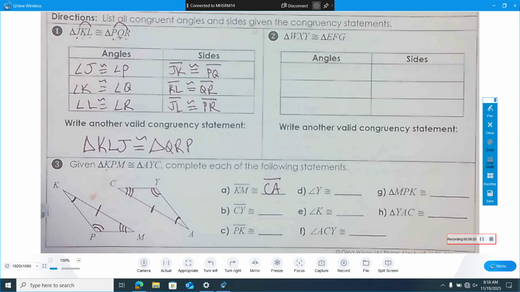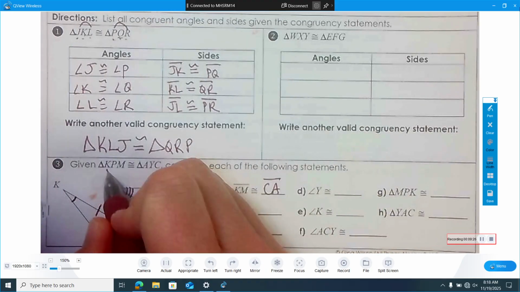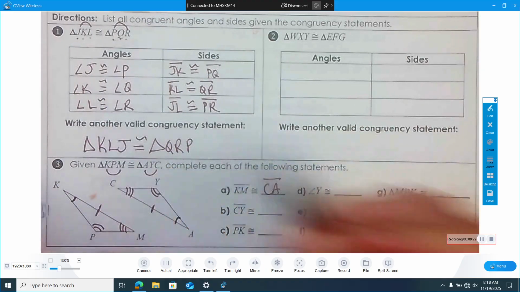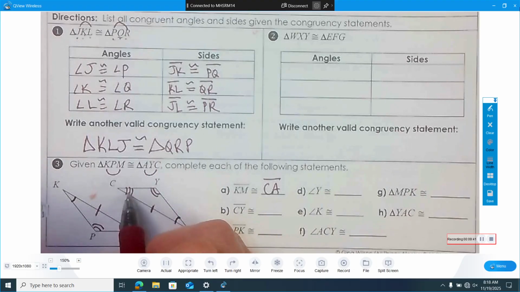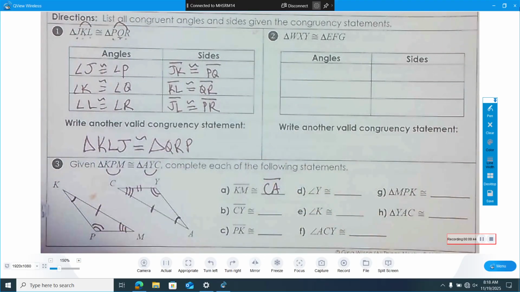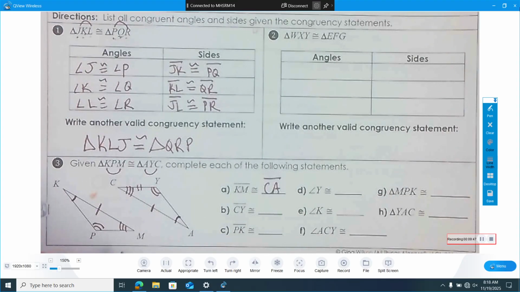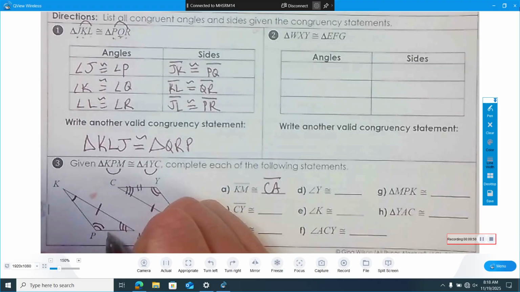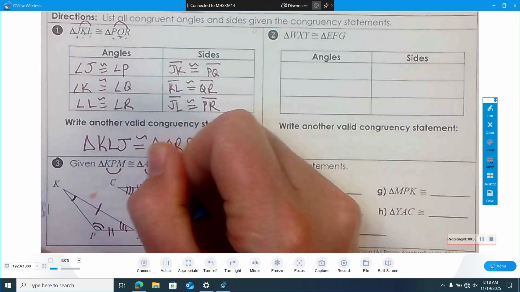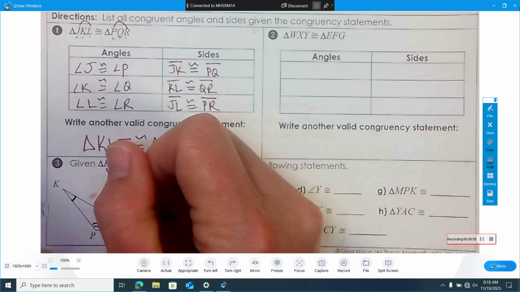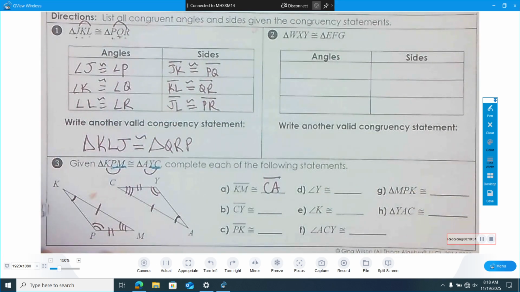So segment CA. Actually we could also say KM goes with AC or CA. The order really doesn't matter there. All right, let's see. CY is right here. It has the triple and the double arc mark. I'm going to give that 2 tick marks. So on my other triangle, the triple and the double arc mark is which segment? PM. So that one matches there. And you can see it here as well. CY are the last 2 letters, and in our congruency statement, the last 2 letters are also PM.